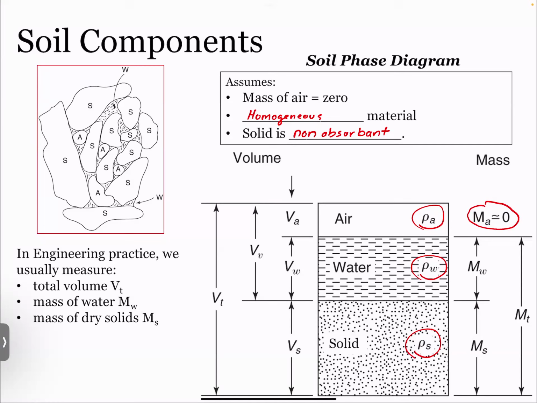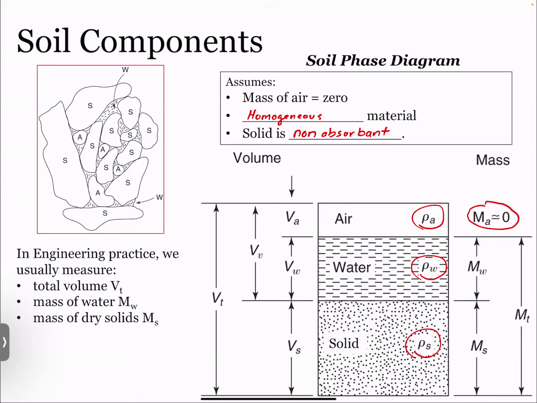And we want to define it using numbers so we can use that quantification in mechanics in the future. In engineering practice and in the lab, we can usually measure the total volume of soil. How much of it is in a dump truck? How much of the soil are we pouring into a mold or a beaker? Or how much soil are we excavating from the site to build our roadway? We can measure the total volume of soil.